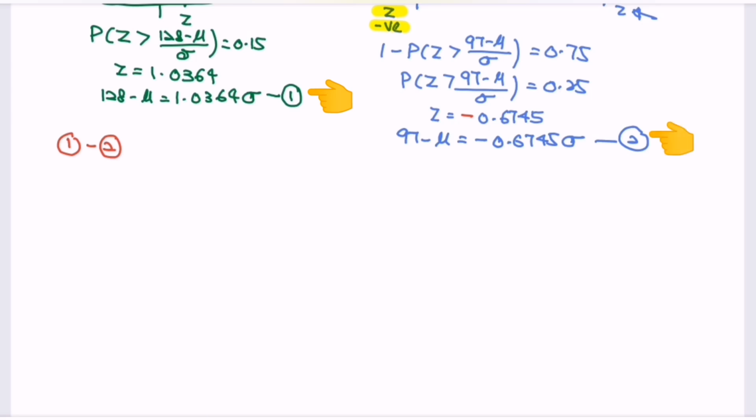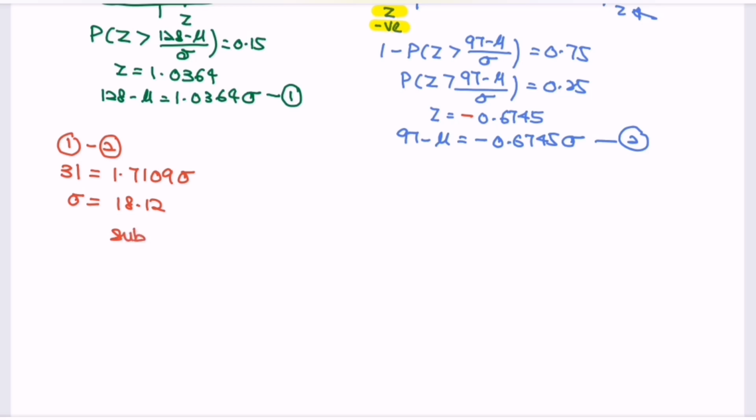So 128 minus 97, and we will have 31. Negative mu minus negative mu, and we will have 0. Then 1.0364 multiplied with the standard deviation. If we minus the second equation, we will have plus 1.7109 standard deviation. So the standard deviation will be 31 over 1.7109, and we will have 18.12.